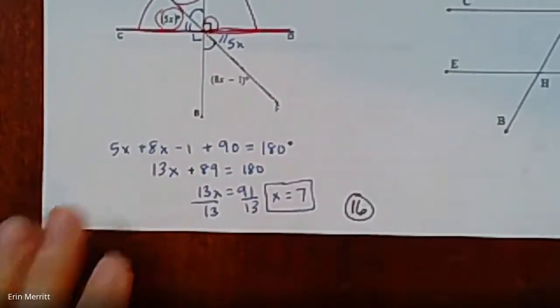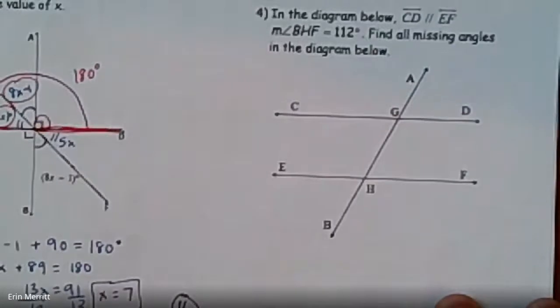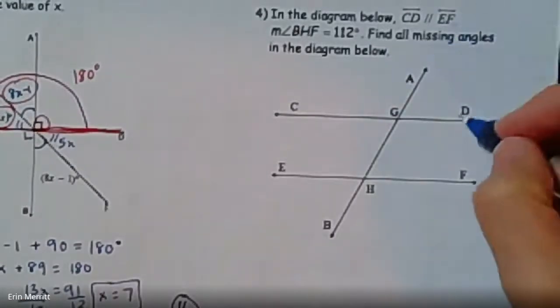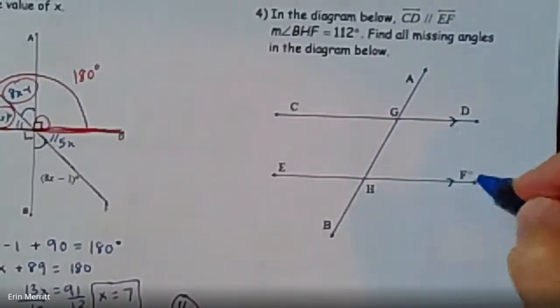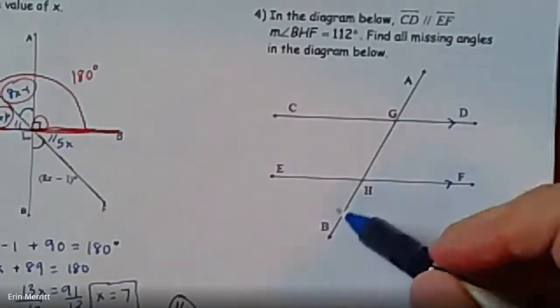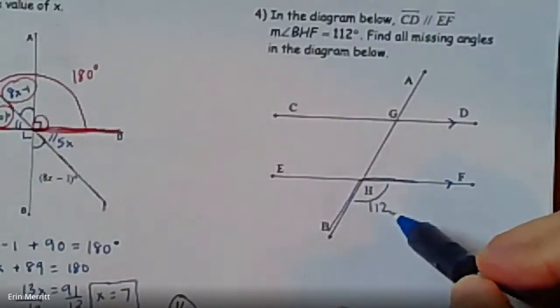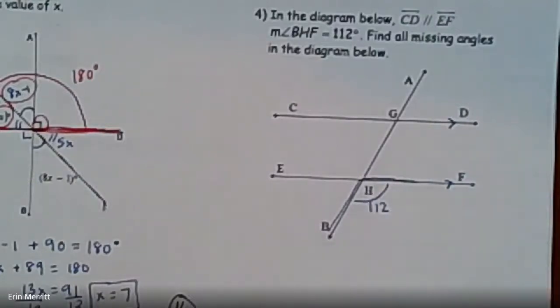All right, example 4. This kind of hits all the different angles we talked about. It says in the diagram, we've got parallel lines. So CD is parallel to EF. That's pretty important to know there. Angle BHF, so trace that out. BHF, that's this angle down here, is 112 degrees. Find all the missing angles.